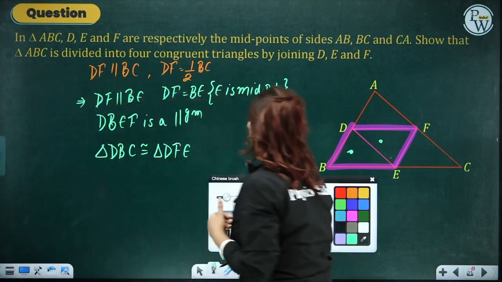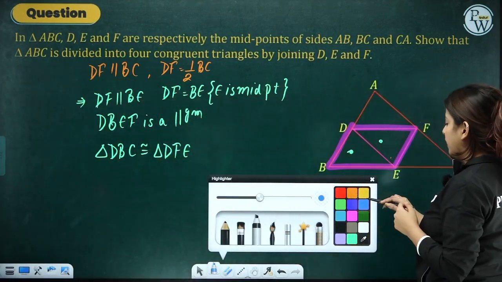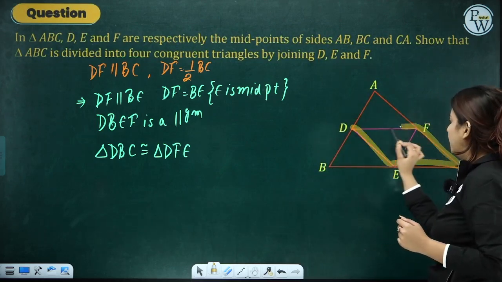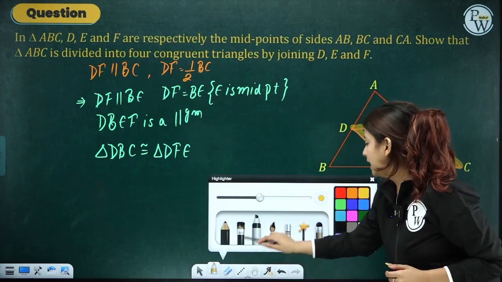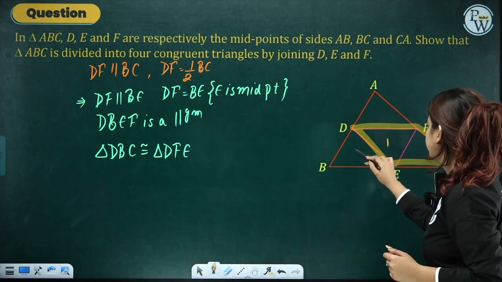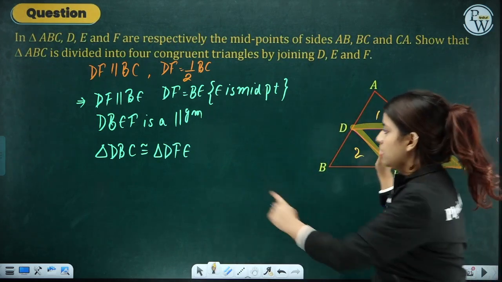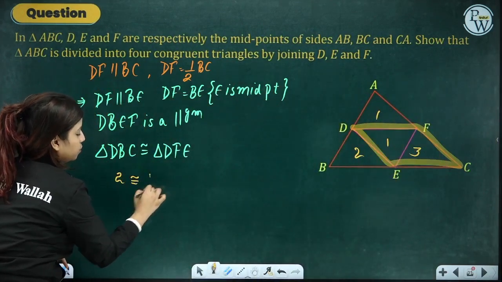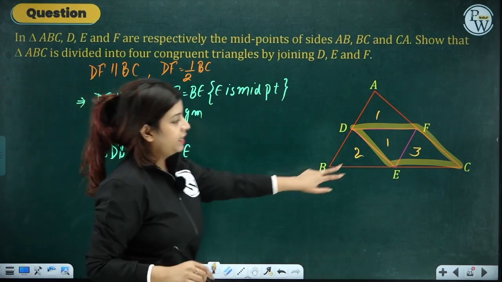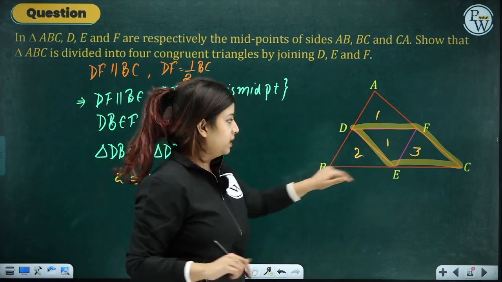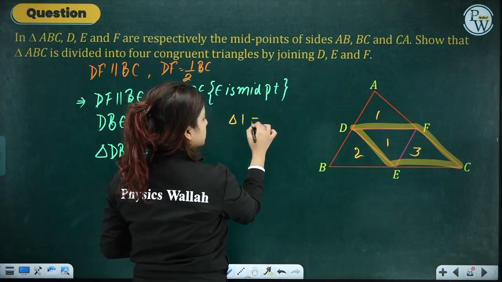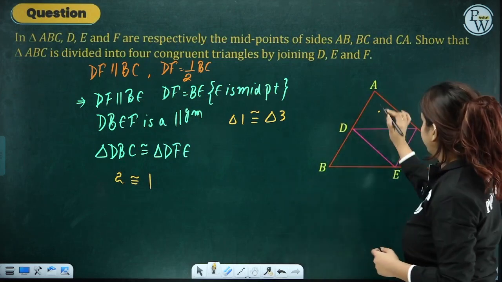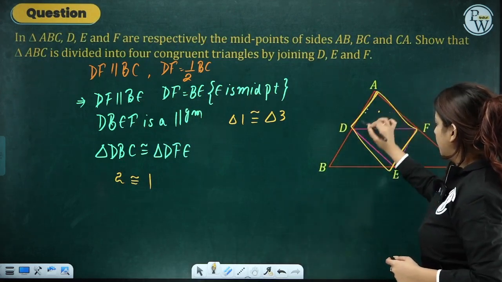Now similarly, students, instead of this parallelogram, I can take this as a parallelogram. And now suppose I mark these as 1, 2, 3 and 4. Right now I have proved that triangle 2 is congruent to triangle 1. Now when I take this parallelogram and these 2 triangles, I can say that triangle 1 is congruent to triangle 3.